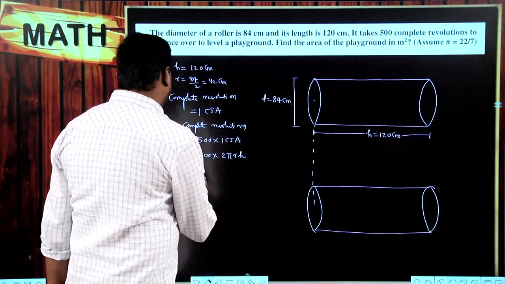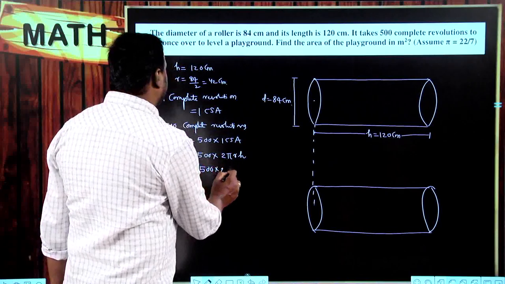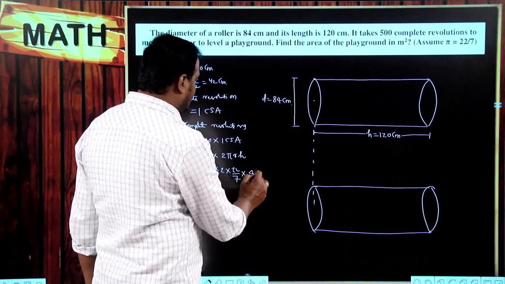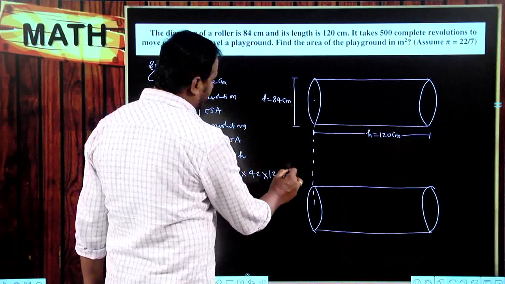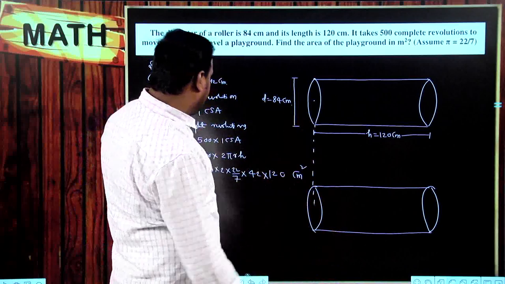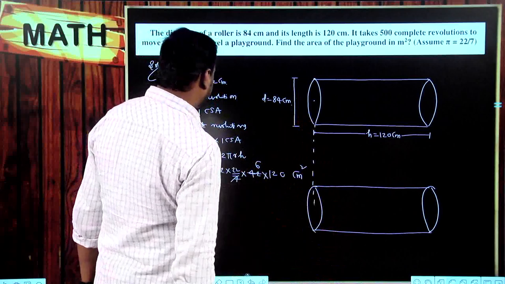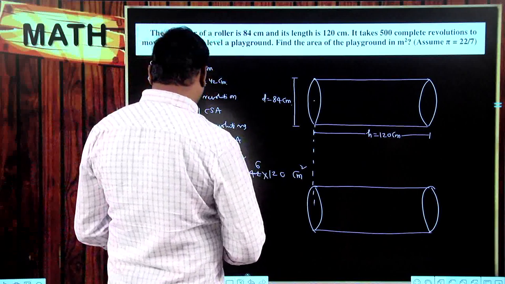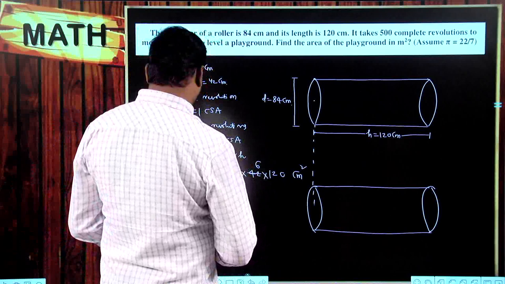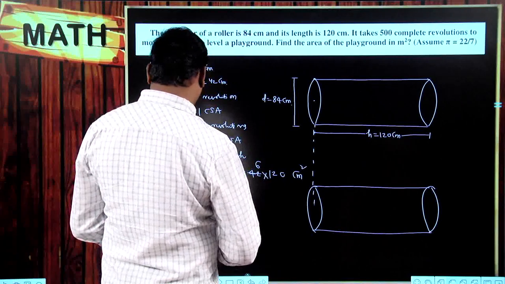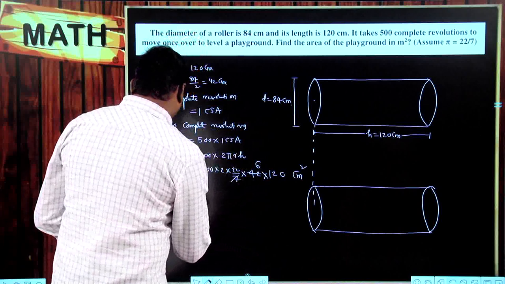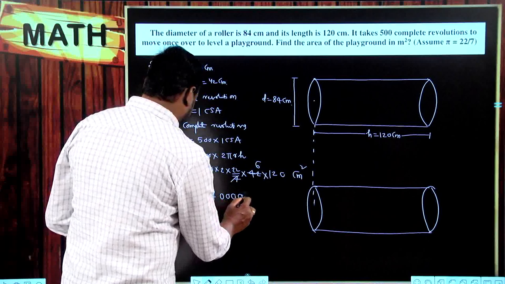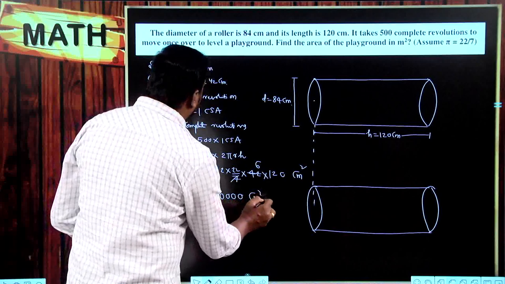Okay. So when you substitute the values, 500 times 2 into pi, which is 22 by 7, and radius equal to 42, multiplied by height being 120 centimeters square, right? You can simplify this, 7 sixes are 42. So when you multiply everything, then what do you get? So you get 500 multiplied by 44 multiplied by 720, which is equal to 1584 centimeter square.